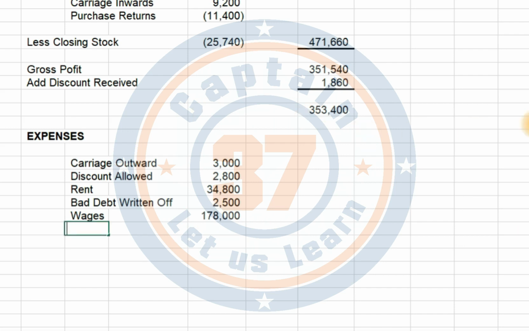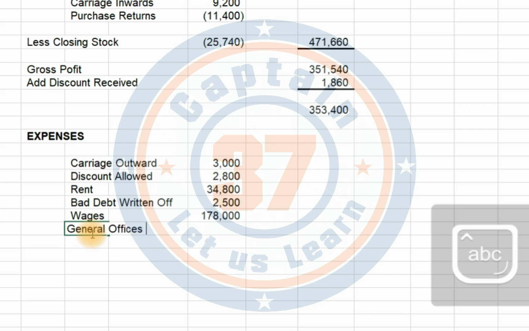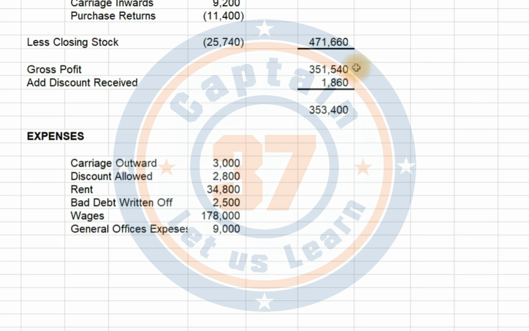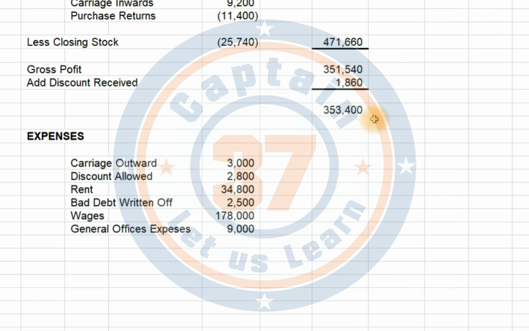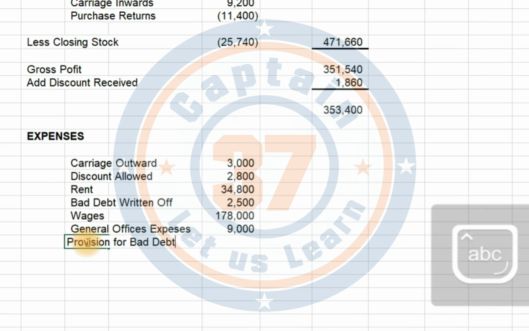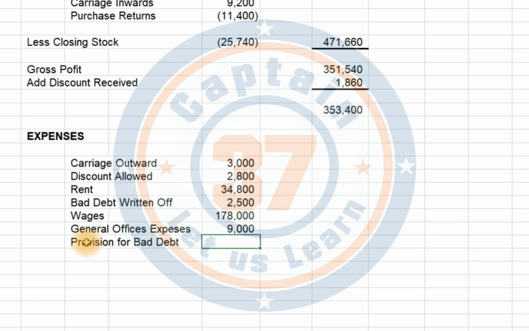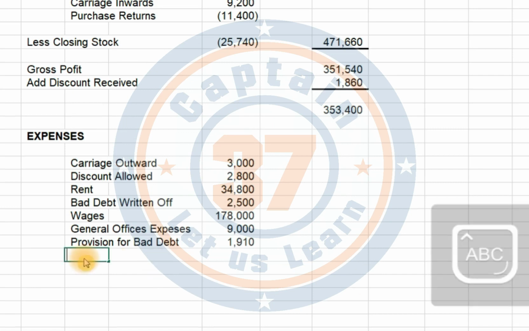178,000. Other expenses include general offices expenses. It amounts to 9,000 kwacha. Is that it? No, we still have other expenses. Provision for bad debt. That too is an expense, and we are told it is 1,910. Other expenses include depreciation.